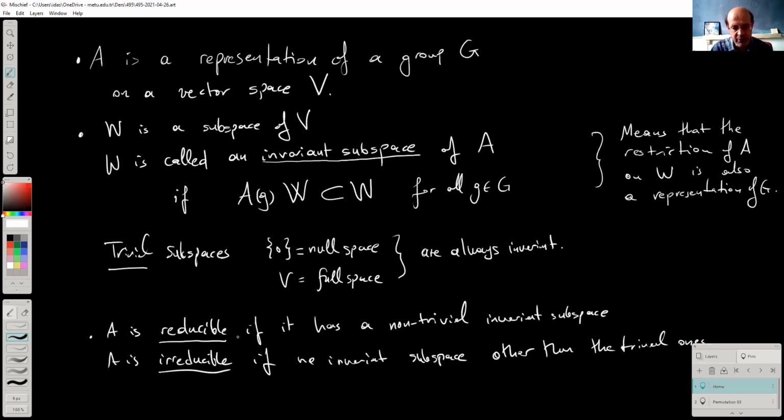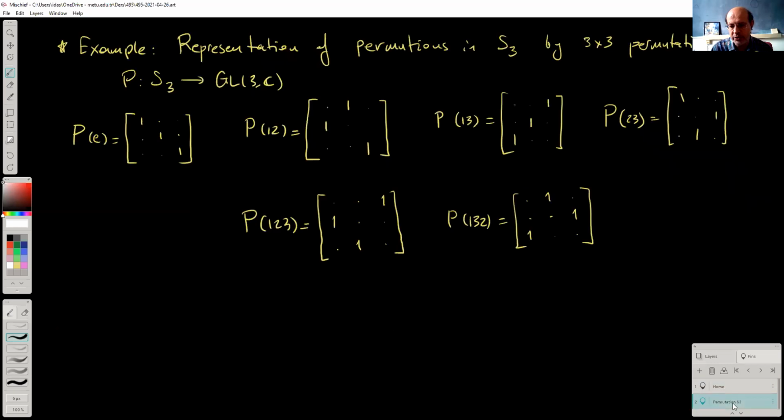But at this point, there's no point in explaining this. So let's just go to this representation. This is the representation of the symmetric group, the permutations of 3 objects. We have the basic 3 by 3 representation of these permutations as permutation matrices, because these permutation matrices basically function as permutations of the standard basis vectors, if you remember. So that's a nice representation.